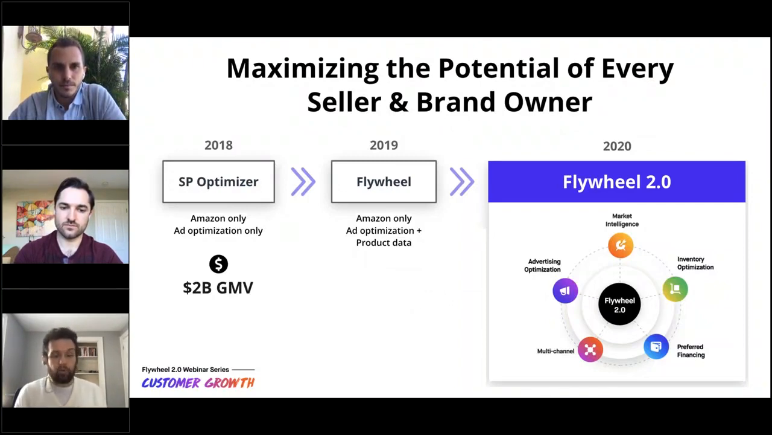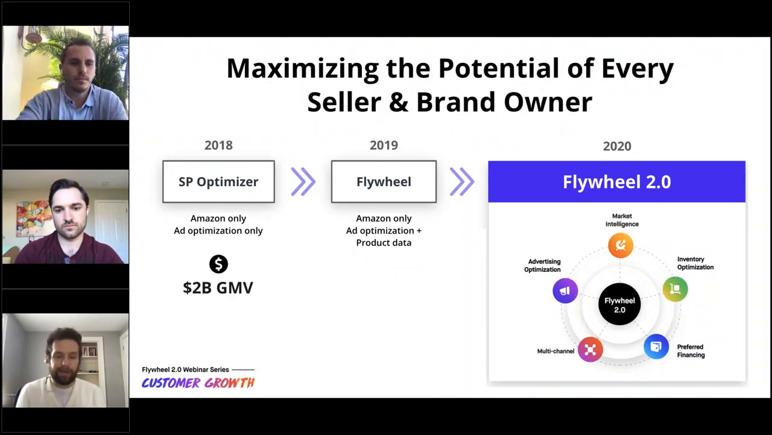And that's been working really well for the thousands of brands we work with. But as we look towards the future of what e-commerce is building, there's a need to link up ad optimization with a bunch of other functionality that you naturally need to manage as part of running your business. And each of these has an impact on one another.